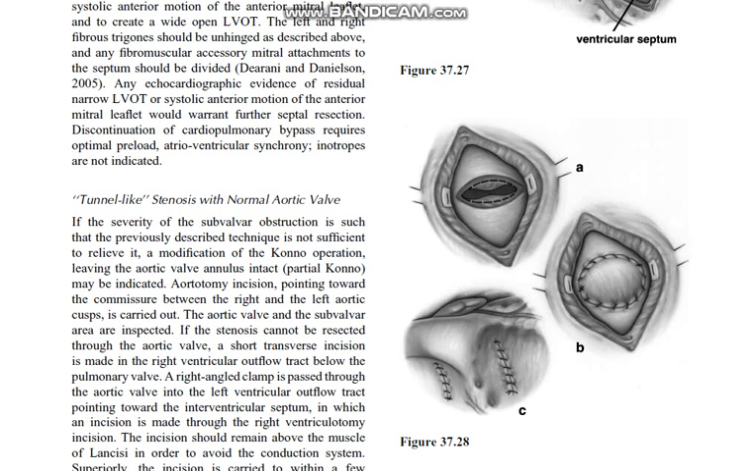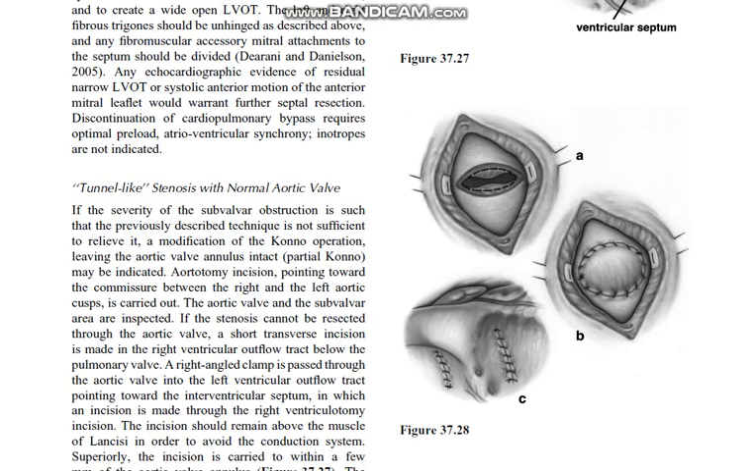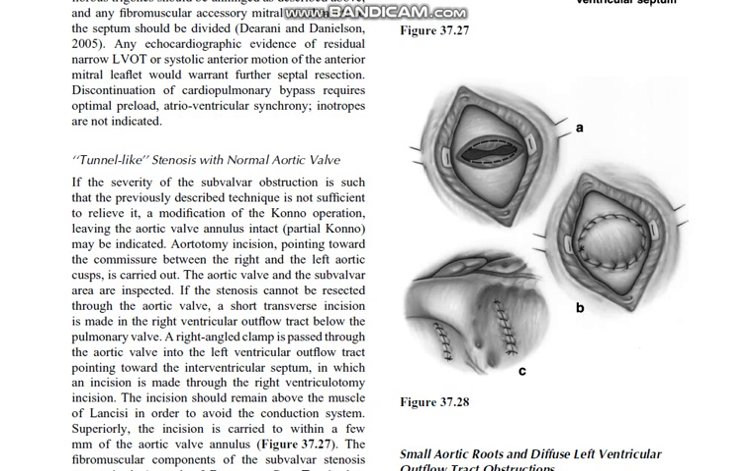If the stenosis cannot be resected through the aortic valve, a short transverse incision is made in the right ventricular outflow tract below the pulmonary valve. A right-angled clamp is passed through the aortic valve into the left ventricular outflow tract, pointing toward the interventricular septum, in which an incision is made through the right ventriculotomy incision. The incision should remain above the muscle of Lancisi in order to avoid the conduction system. Superiorly, the incision is carried to within a few millimeters of the aortic valve annulus.